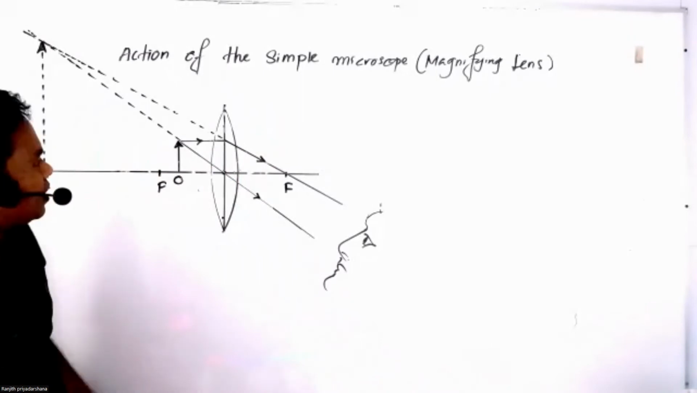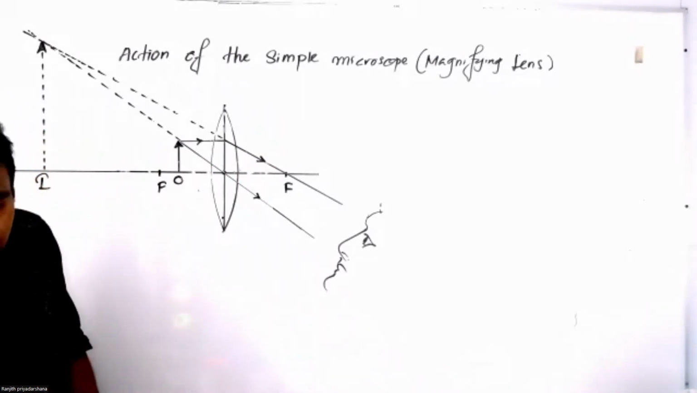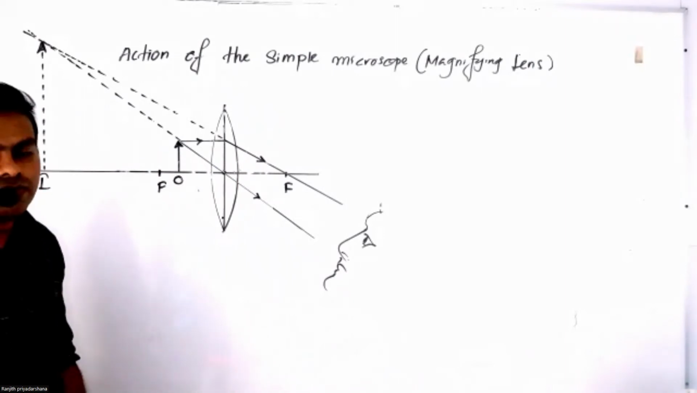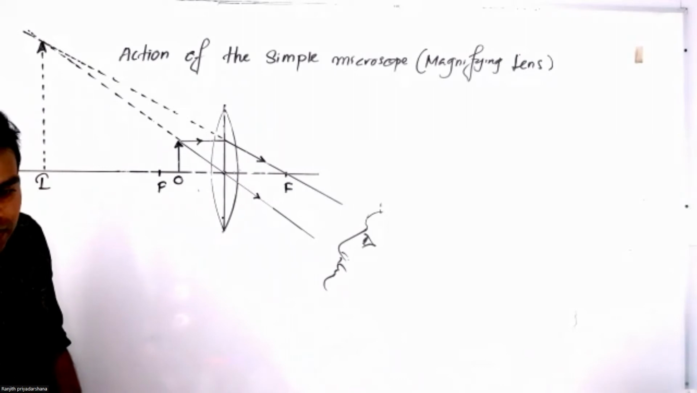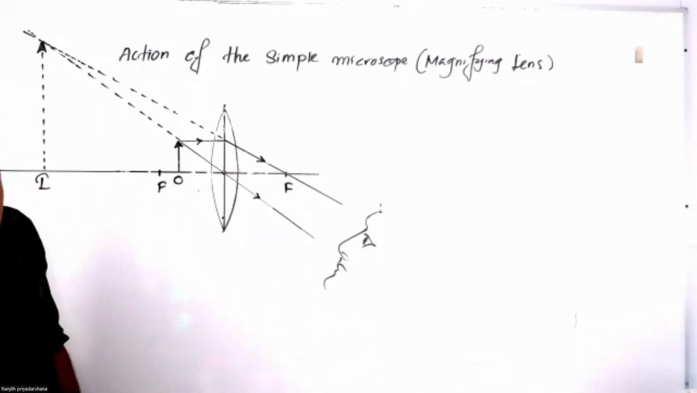Right? Okay, did you complete drawing this? No, still drawing. Right. Okay. Draw it. This simple microscope is used for dissecting objects in biology.